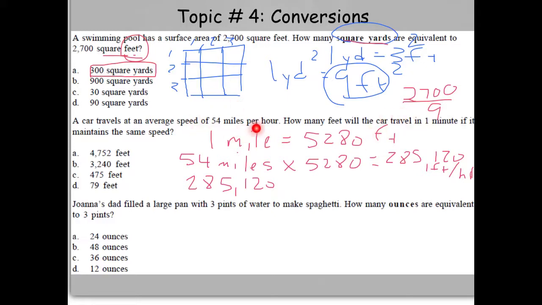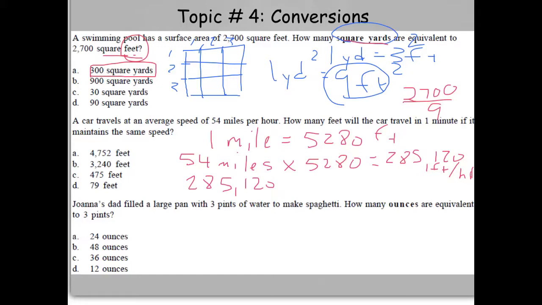So if we have 54 miles per hour, 54 miles converts into feet by just multiplying. Remember, we have miles, something big, converting to something small, feet, so we multiply. And when you multiply this, you get 285,120. Besides the fact that this is not an answer choice, we have to read the question. It says how many travel hours? 54 miles per hour. So this is how many feet per hour we're traveling.